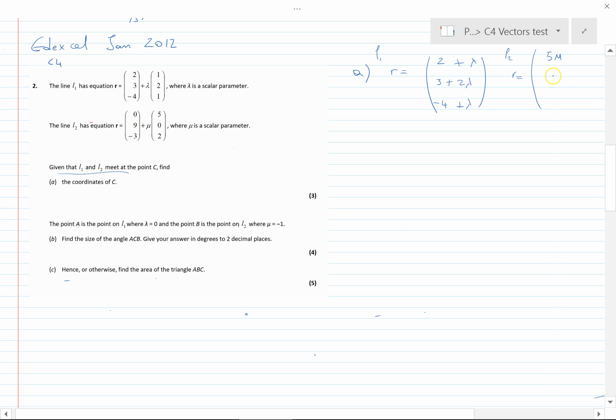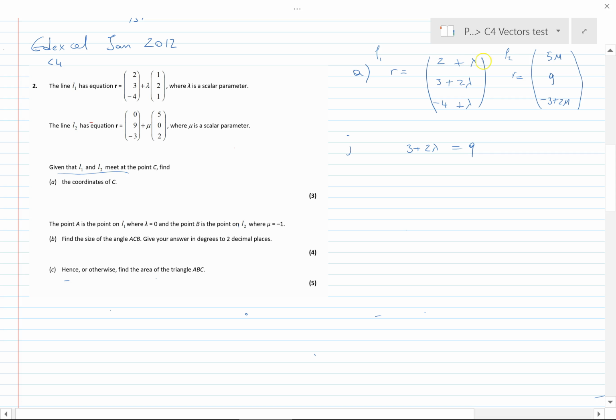9 plus 0 mu, so that's just 9. That's one of the things that makes it much quicker actually. So it's minus 3 plus 2 mu. Now normally we equate everything and check 2 of them against the other, but only one value of lambda could possibly work here, because if we look at just the j bit, we have 3 plus 2 lambda equals 9.